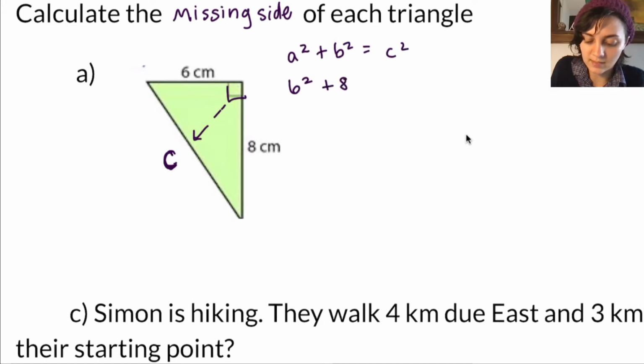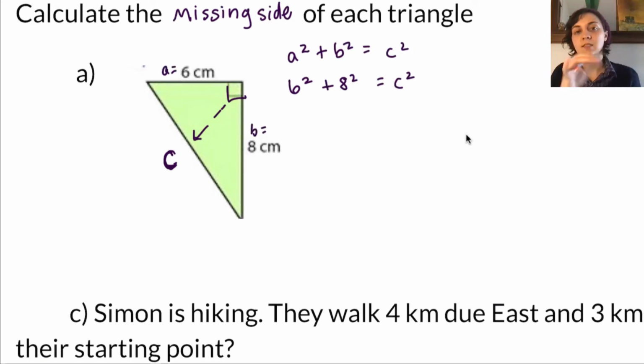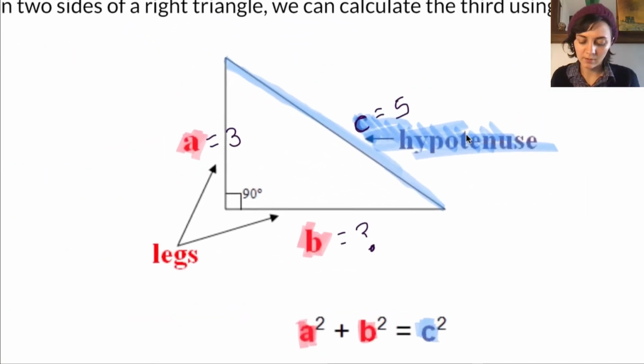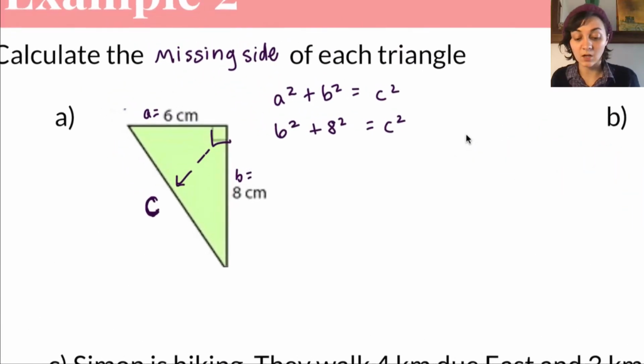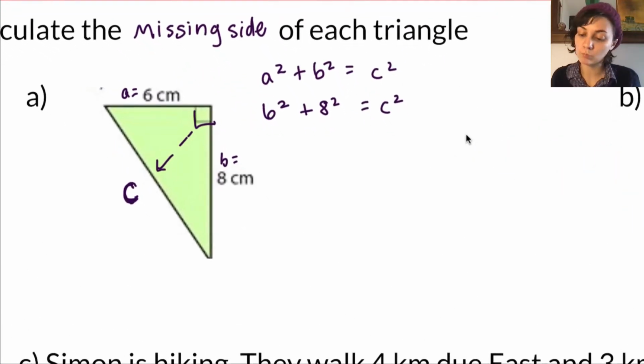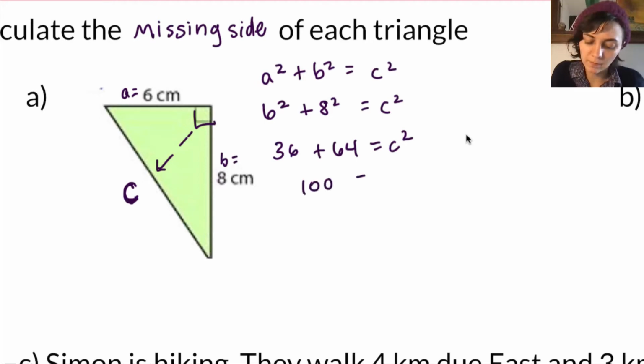So 6 squared plus 8 squared equals C squared. And honestly, it doesn't really matter which one I make A and B. The legs are kind of interchangeable. So since we're just adding them up, A squared plus B squared, I could call either one A and either one B. In this case, I called A 6 and B 8. Okay. So now it's just mental math from here. 36 plus 64 equals C squared. 36 plus 64 is 100.